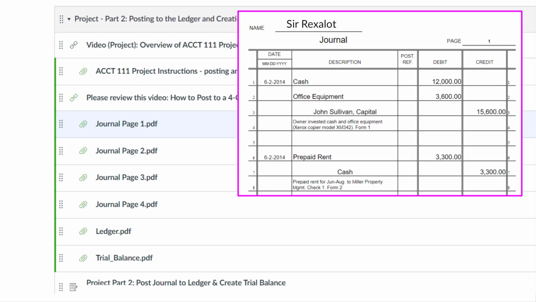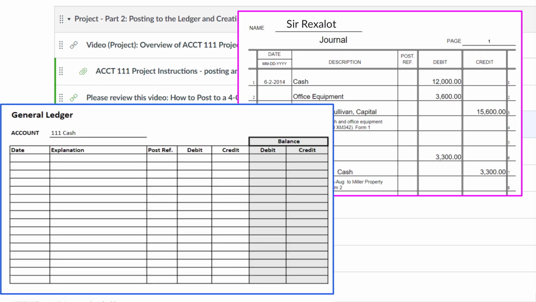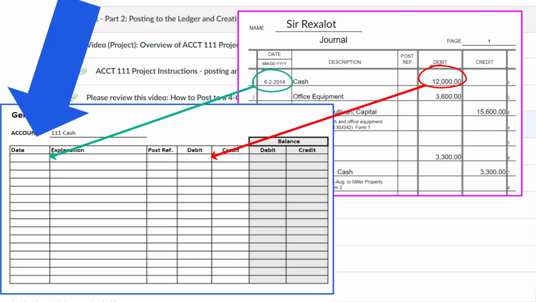Since I'm going to be posting from the cash account to the cash account in the ledger, I need to get out the ledger, and we're looking now at account 111, which is a cash account in the ledger. So the first thing I'm going to do is take the $12,000 debit from the journal, and notice the date. It's 6/2/2014. So over on the ledger, I'm going to put 6/2/2014.